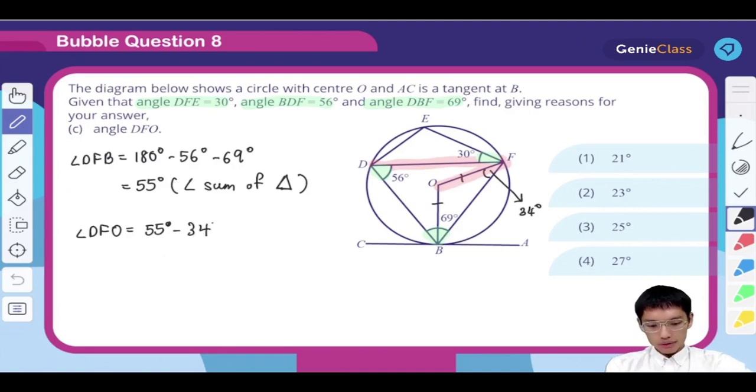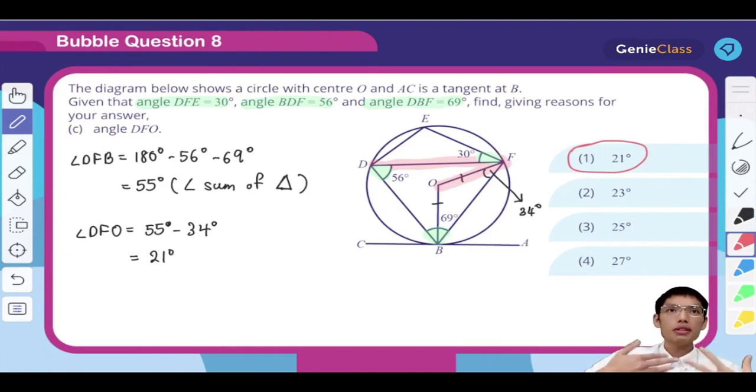55 minus 34. This gives me 21 degrees. And that's why my answer is number 1. Most of you got it right. Good job. But for those who did not, I hope you realize that you have to be very strong in your geometrical properties. Regardless of circles, triangles, quadrilaterals, or even straight lines, you have to get this down.